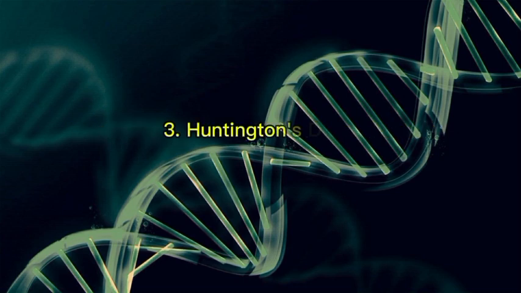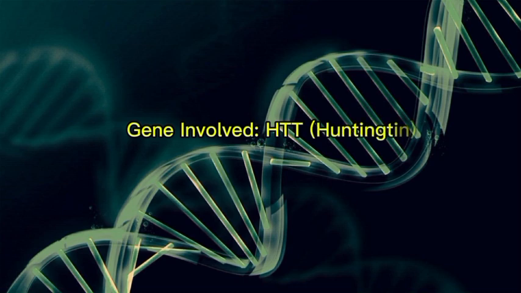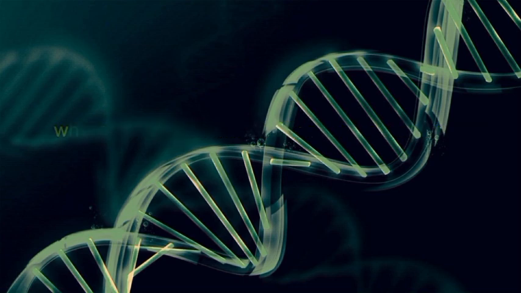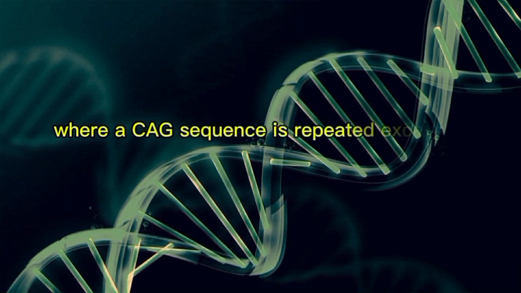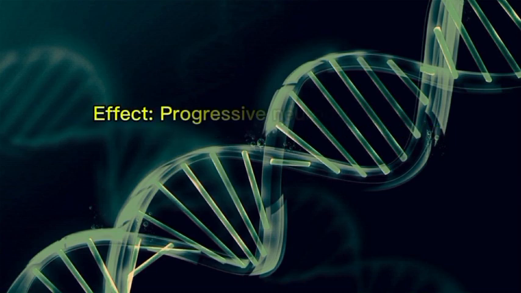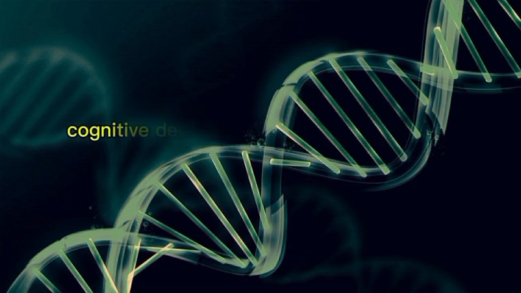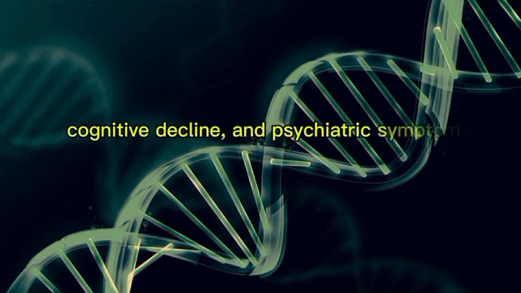3. Huntington's disease. Gene involved: HTT, Huntingtin. Mutation type: trinucleotide repeat expansion, where a CAG sequence is repeated excessively. Effect: progressive neurodegeneration leading to motor dysfunction, cognitive decline, and psychiatric symptoms.